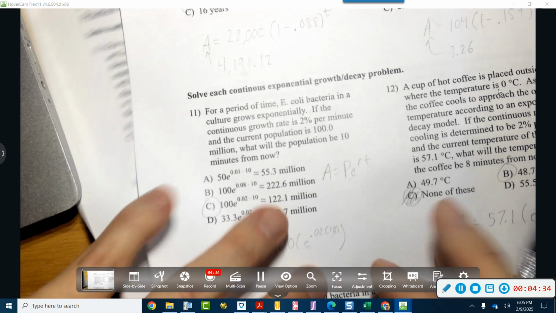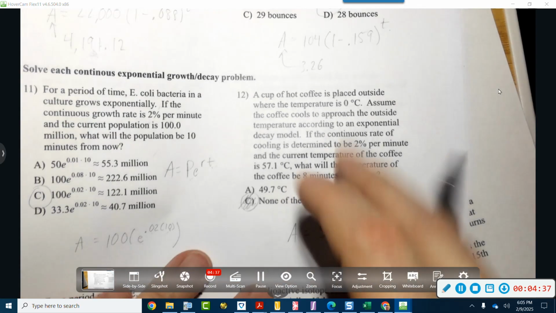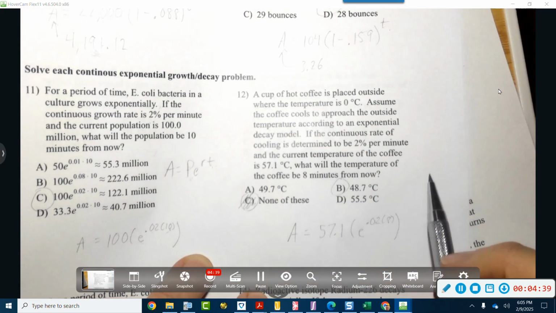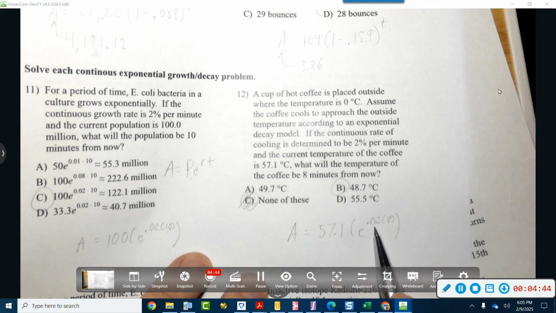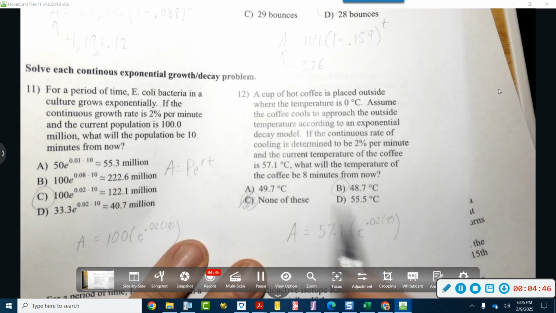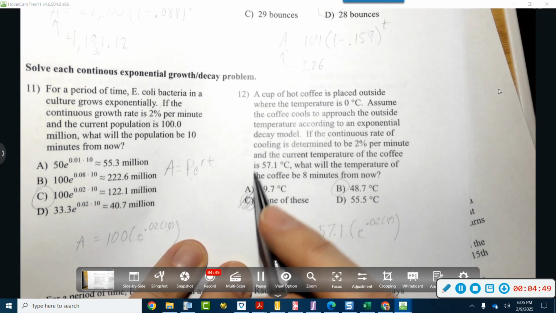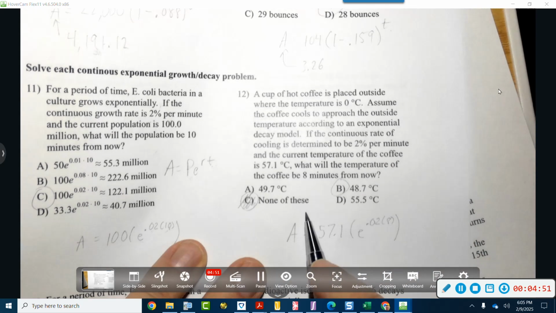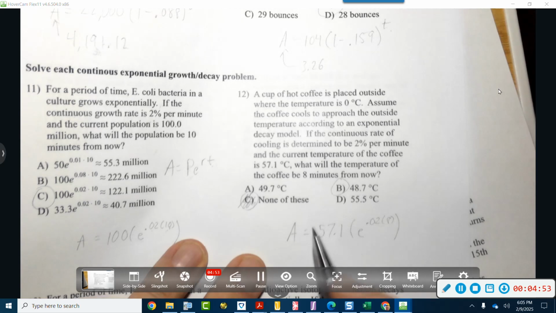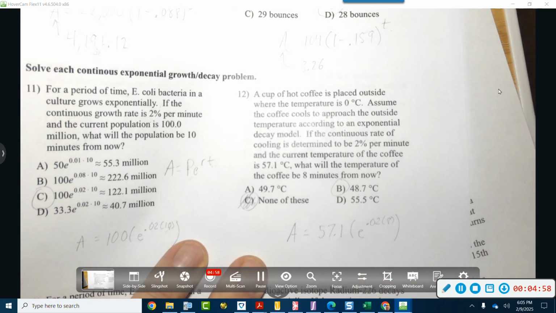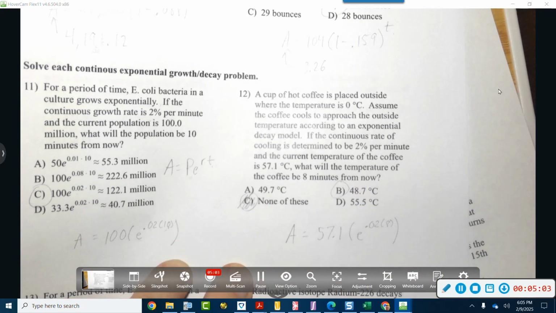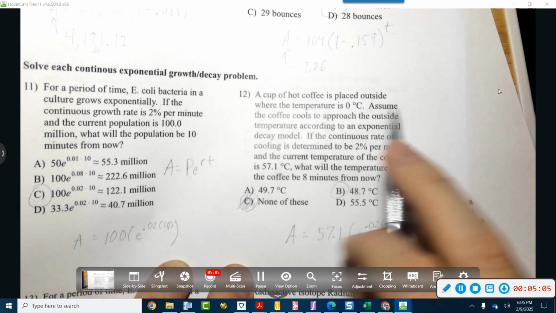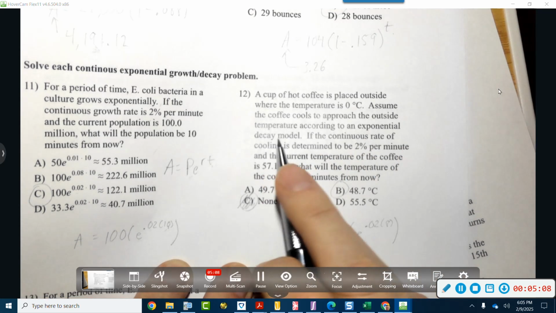That's all set. Okay, now let me show you a mistake that I made. I don't know if you can spot this. This is the same process, continuous rate of 0.02%. Start off with 57.1. The temperature is cooling down, okay, and it's after 8 minutes. So when I punched this into the calculator, I got like 68 point something. So I immediately circled C. But what is the matter with this? Well, the issue here is that this is actually decreasing. This is a decay model.